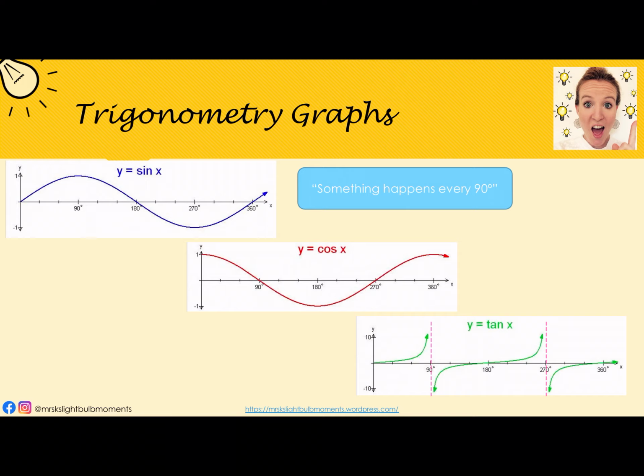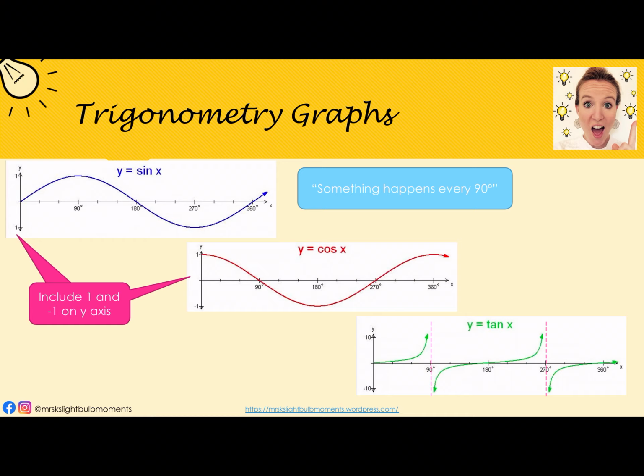So in y equals sine x, you'll see we have a turning point at the first 90. Then after another 90 we have an intercept at 180. After another 90 we have a turning point. After another 90 we have an intercept at 360. Okay, so it helps you get your labels.